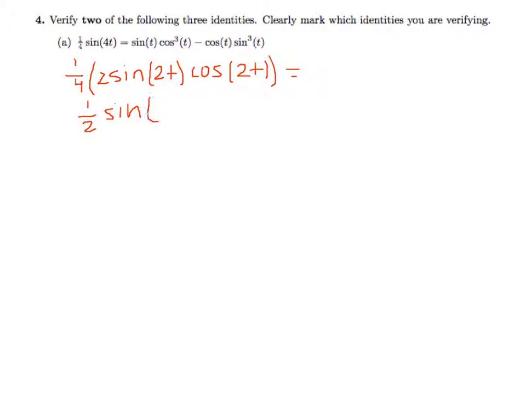We know we can use our double angle identity to rewrite this. So this can be written as 1/4 times sine of, we're going to use the double angle, so 1/4 times 2 sine of 2t cosine of 2t, and that equals 1/2 sine of 2t times cosine of 2t.